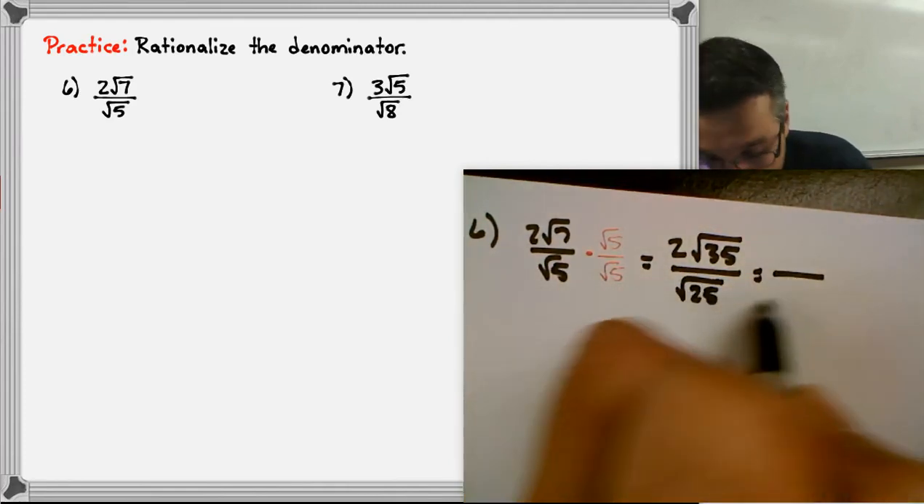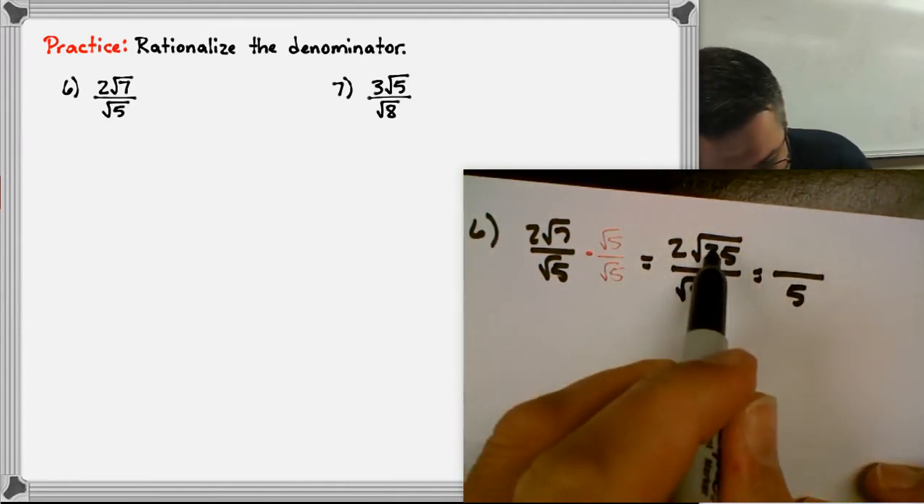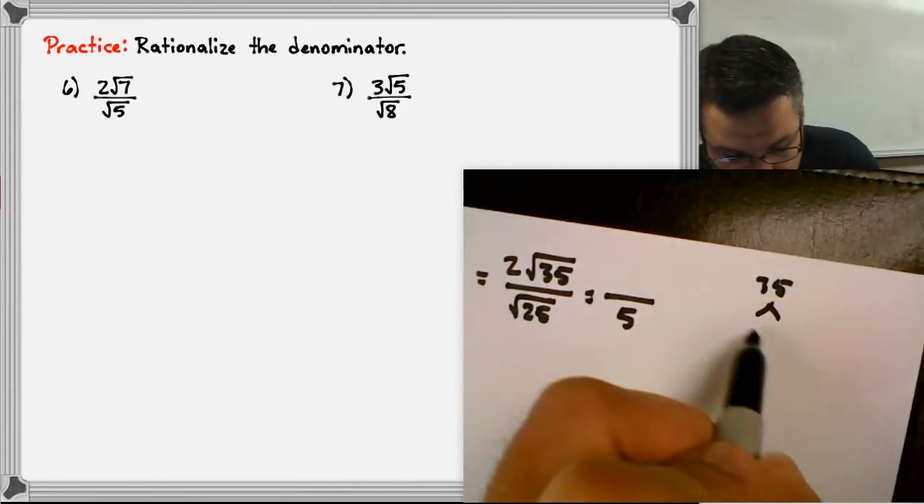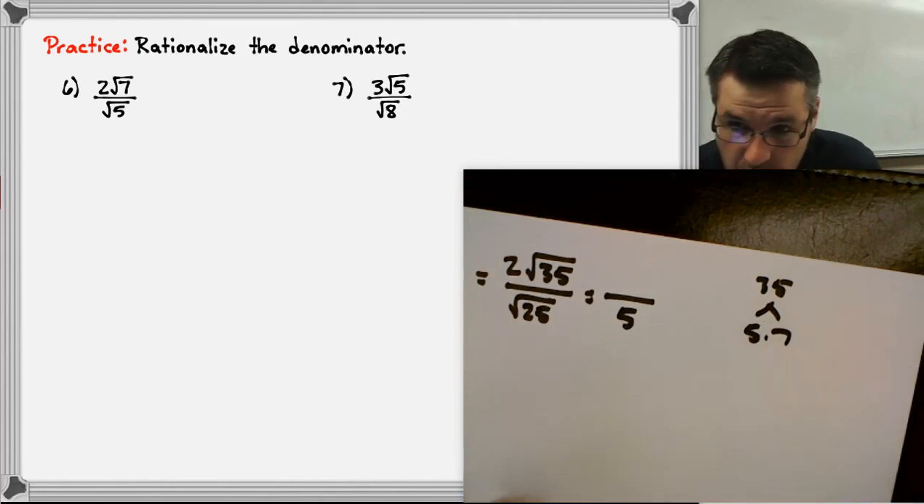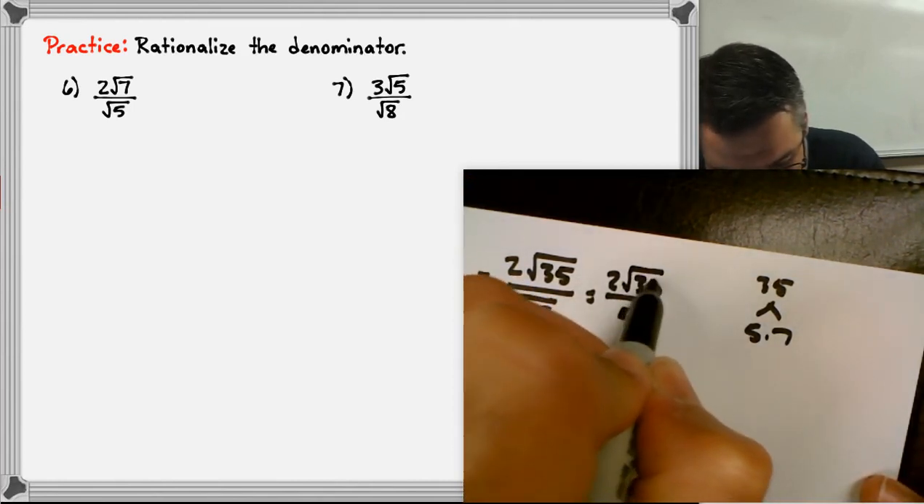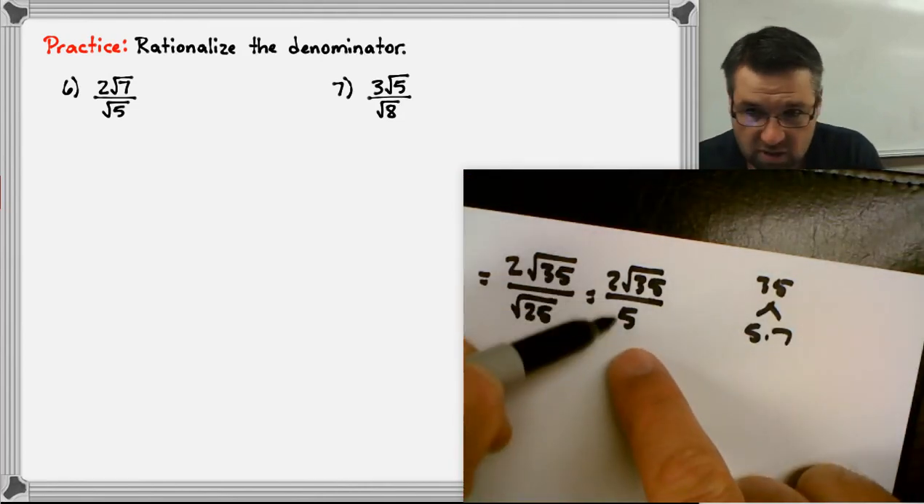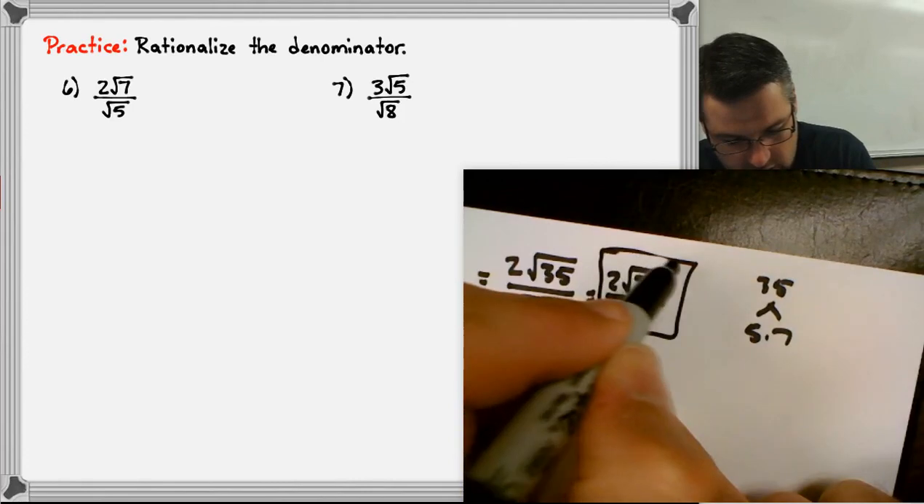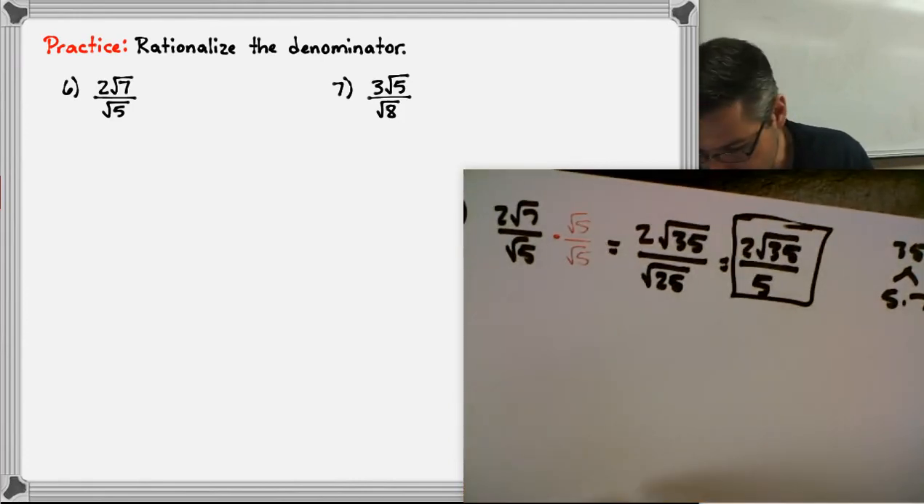Rad 25 is just 5. And then 35 only factors to 5 times 7. Since those are both prime, there's not going to be any pairs there, so we're just going to leave it like this. Now, if we can reduce the 2 and the 5, we should, but that doesn't reduce any further, so that is our answer for number 6.